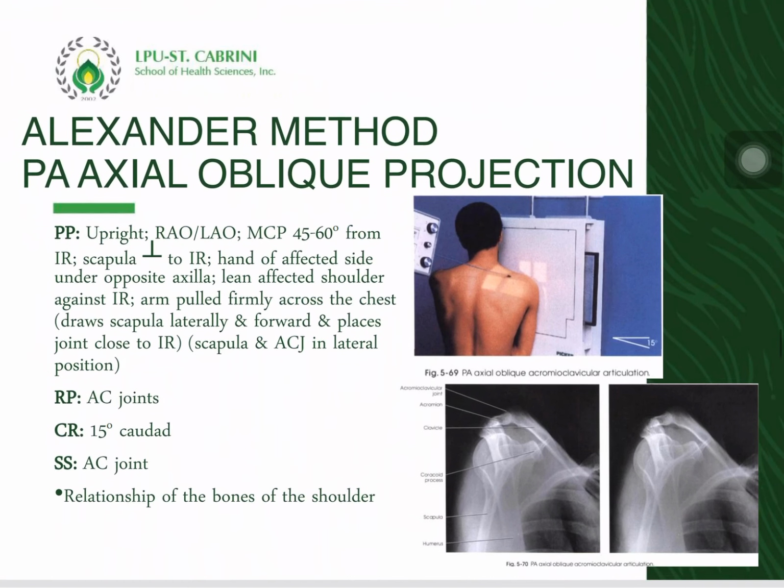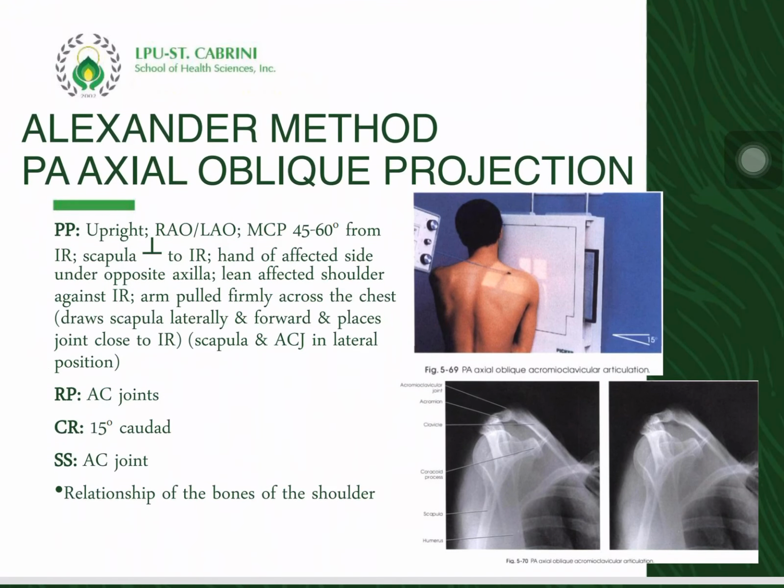To demonstrate the relationship of the bones of the shoulder, PA axial oblique projection, also called Alexander method, is performed. The patient is in upright position, RAO or LAO, depending on the affected side. The body is rotated to place the MCP 45 to 60 degrees from the image receptor and for the scapula to be perpendicular with the image receptor.